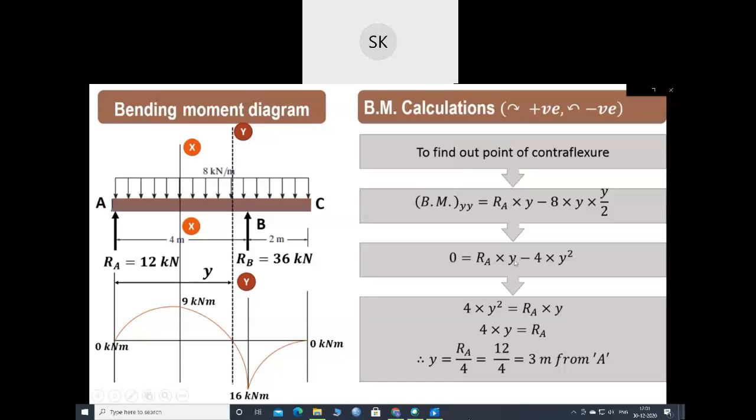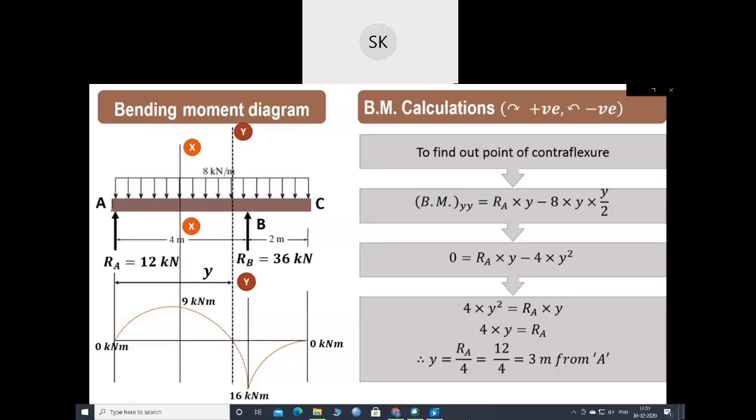Transfer this negative term on this side, so it will become positive. Now cancel out one y term from both the sides, so it is 4 into y is equal to RA, or we can say that y is equal to RA divided by 4. Now value of RA is 12, so 12 by 4, so it is 3 meter from A. So we can say that point of contraflexure will lie at a distance of 3 meter from A, where bending moment diagram is changing its sign from positive to negative, and this is the point of contraflexure.